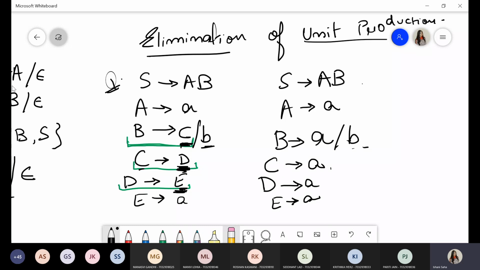As of now, those who are not clear with what is a useless production, it is absolutely okay. This is a unit production. You just replace the unit production's right hand side non-terminals with the terminals. Is it clear to all of you? It's simplest.